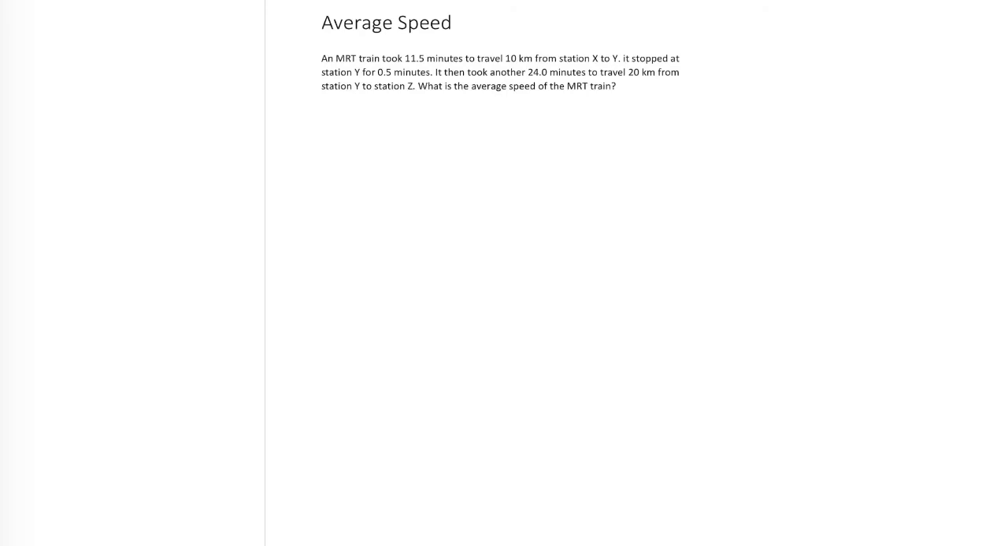Okay, so the question is, an MRT train took 11.5 minutes to travel 10 kilometers from station X to Y. So we have first station X and then we have a station Y. Okay, it stopped at station Y for 0.5 minutes. Then it took another 24 minutes to travel 20 kilometers from station Y to station Z. So we have three stations X, Y and Z, and in between we have the distance, and we have the time also.